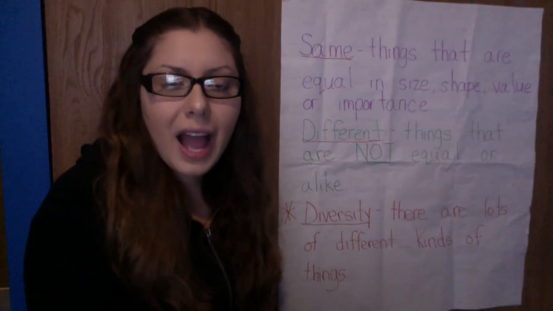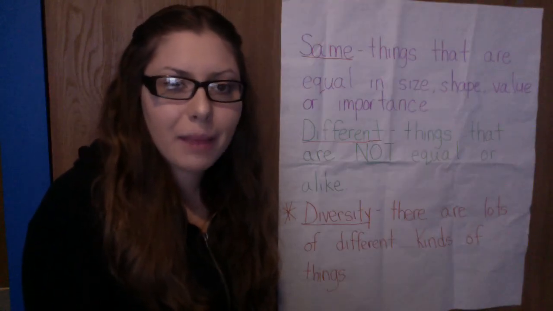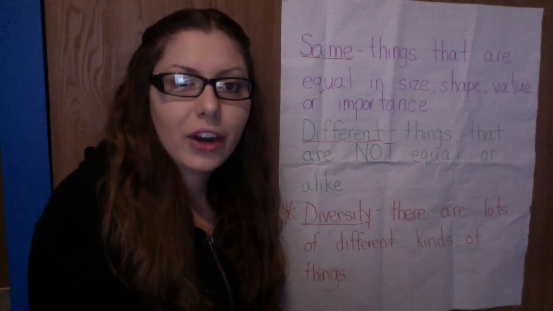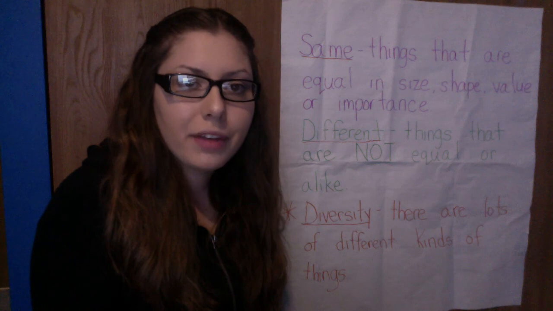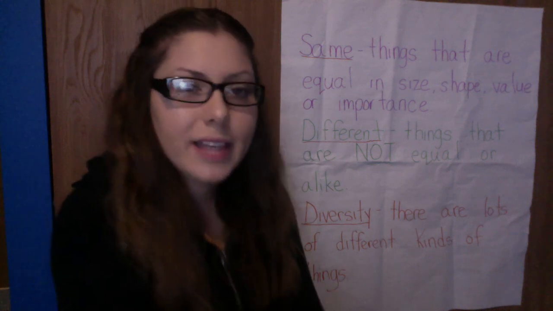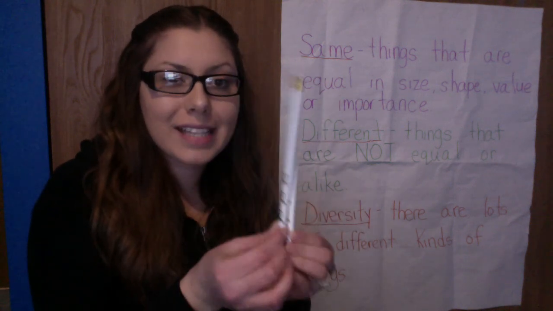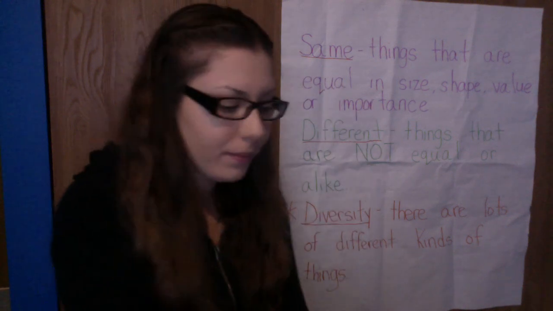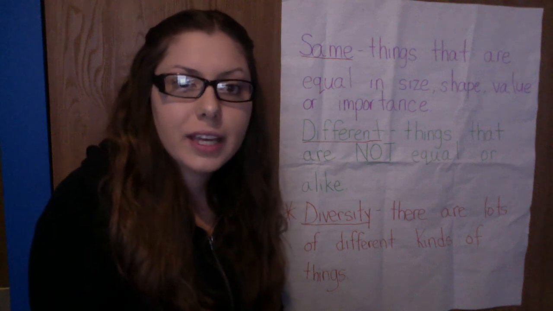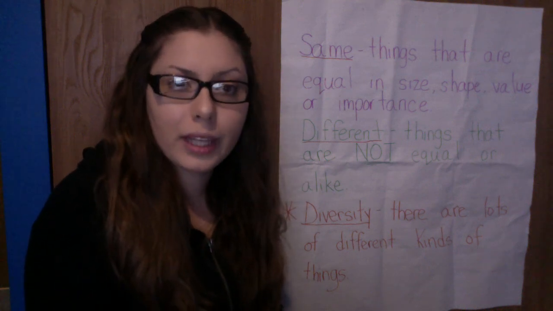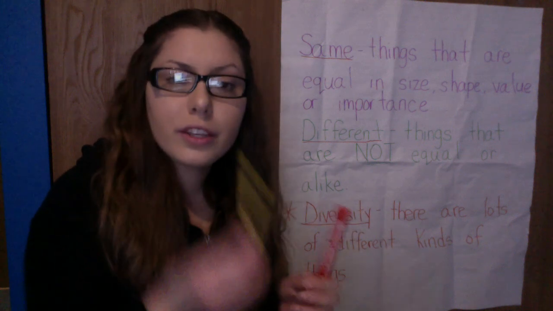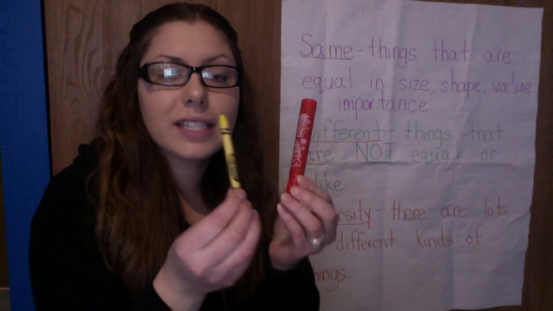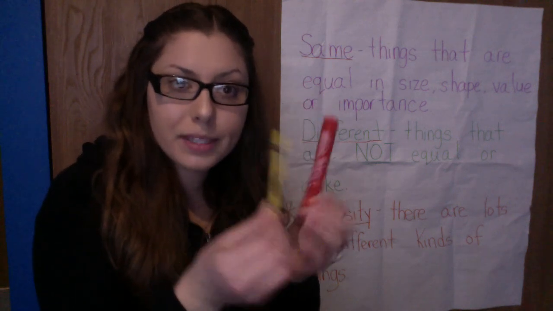I will then review the definitions of same and different using this chart. The definition of same is things that are equal in size, shape, value, or importance. For example, these 2 pencils are exactly the same because they're the same size, shape, and color. The definition of different is things that are not equal or alike. For example, this crayon and this marker are not alike. They are different because they are different sizes, colors, and shapes.